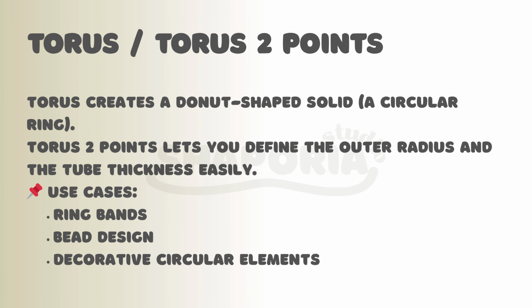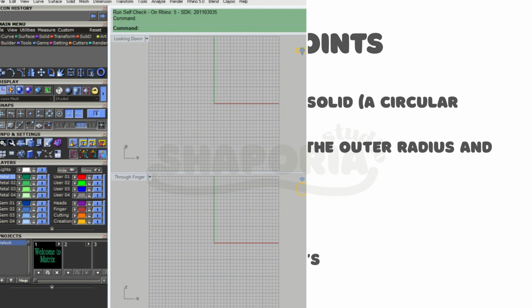Torus creates a donut-shaped solid, a circular ring. Torus 2 points lets you define the outer radius and the tube thickness easily. Use cases: rings, hinge bands, bead design, decorative circular elements.